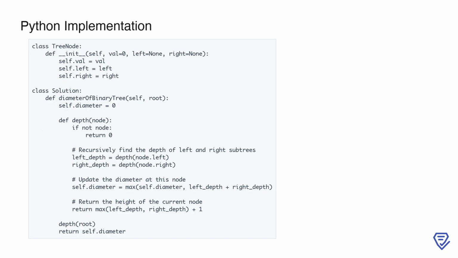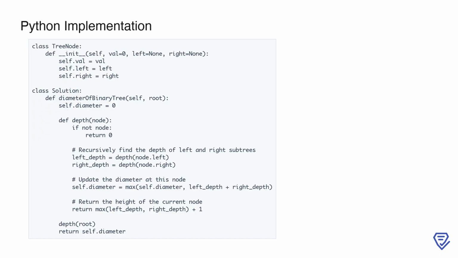The depth helper function is defined within diameterOfBinaryTree. This function recursively calculates the depth of the left and right subtrees of a given node. If the node is None, i.e., a leaf node's child, it returns 0. Within the depth function, after computing the depths of the left and right subtrees, we update the self.diameter variable. The diameter at a given node is the sum of the depths of its left and right subtrees. We use max to ensure that self.diameter always holds the maximum diameter encountered so far.